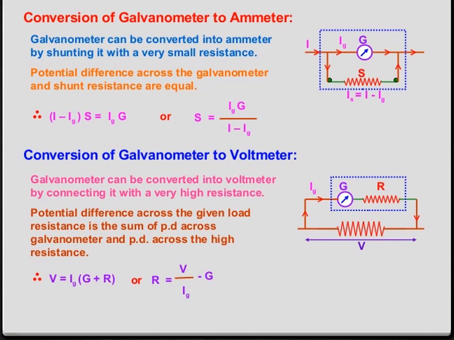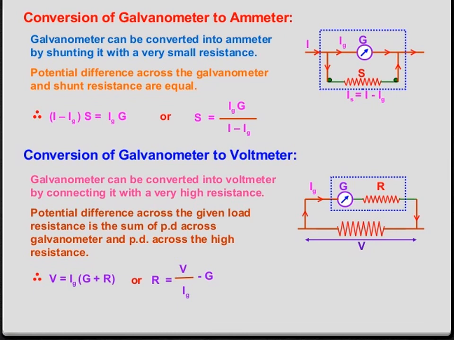The galvanometer is converted into an ammeter by connecting a low resistance in parallel with the galvanometer. This low resistance is called the shunt resistance, denoted by S. See the picture. So the scale is now calibrated in ampere, and the range of ammeter depends on the values of shunt resistance.